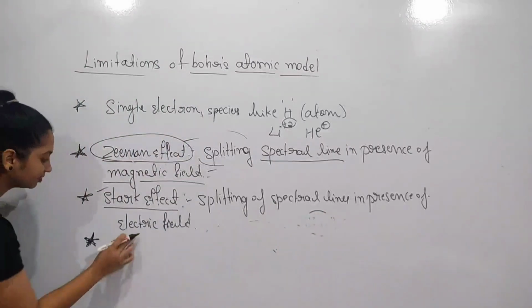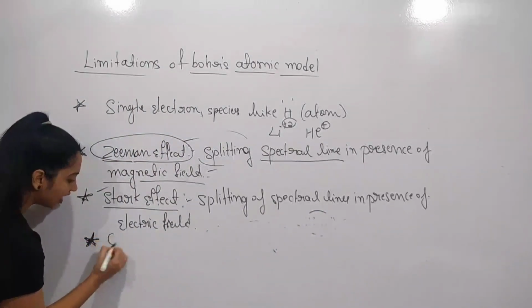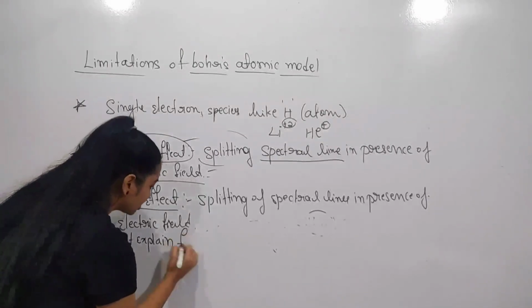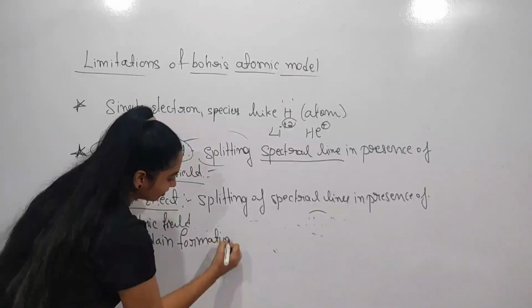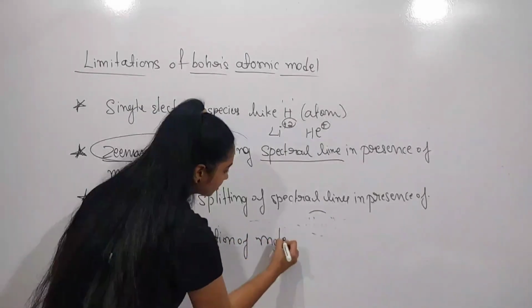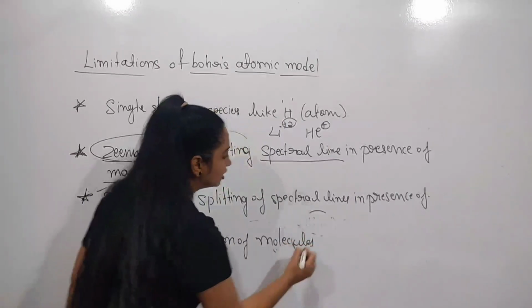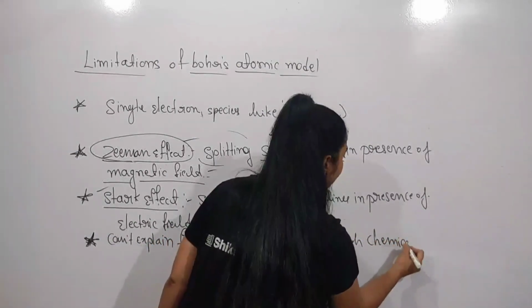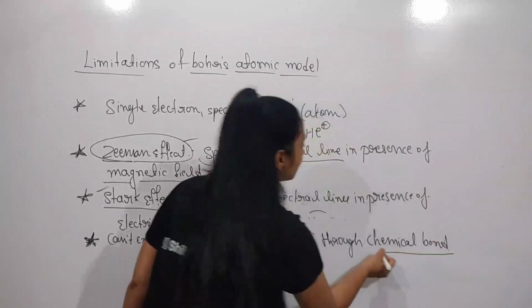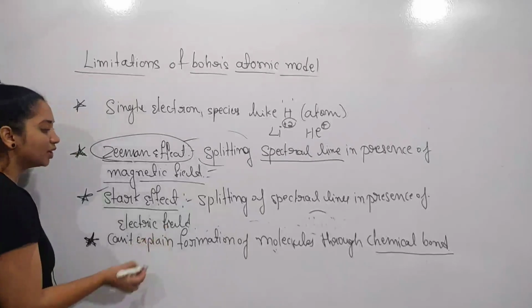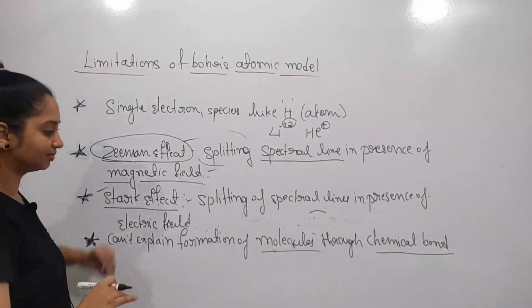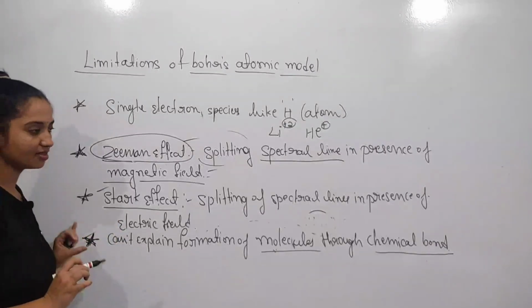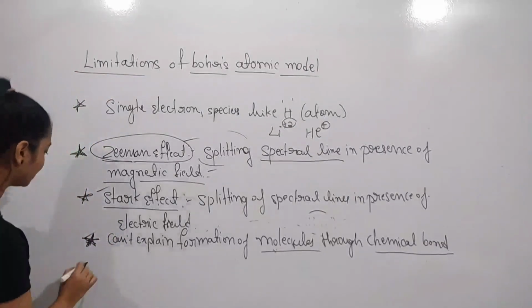So see here, the model can't explain the formation of molecules through chemical bonds. How exactly chemical bonds form and how molecules are formed, he can't explain by his model. So this is the fourth limitation of Bohr's.